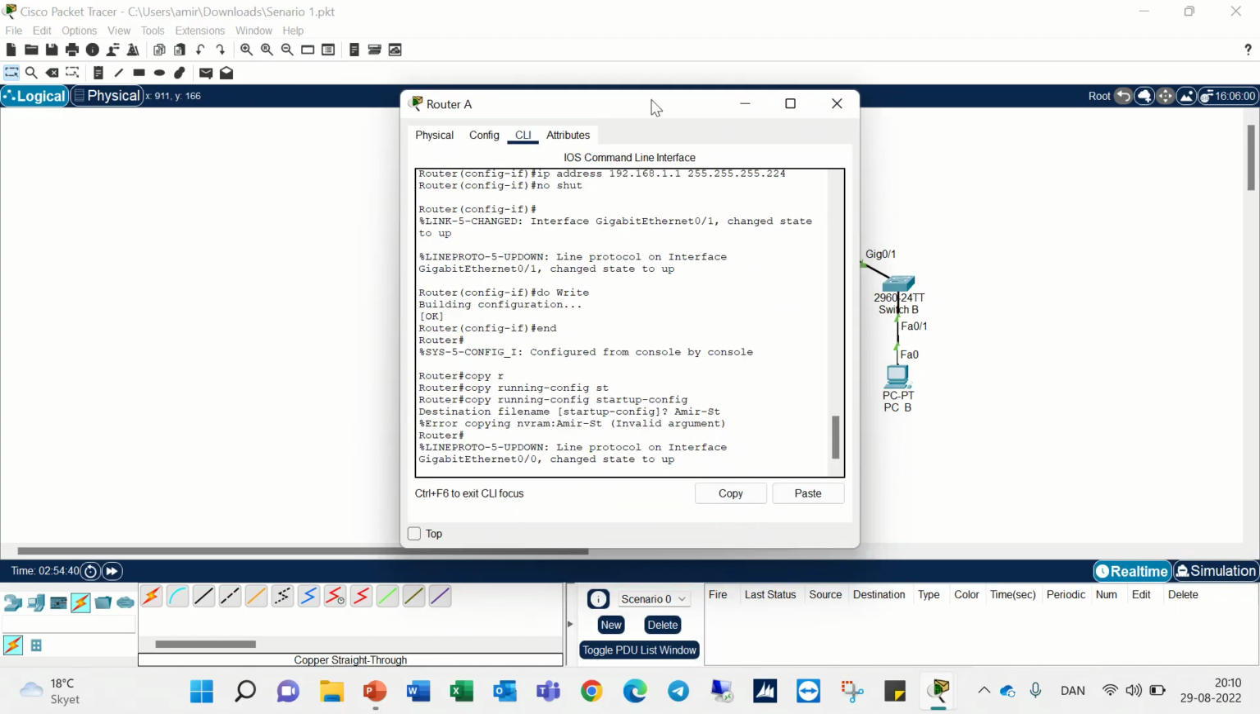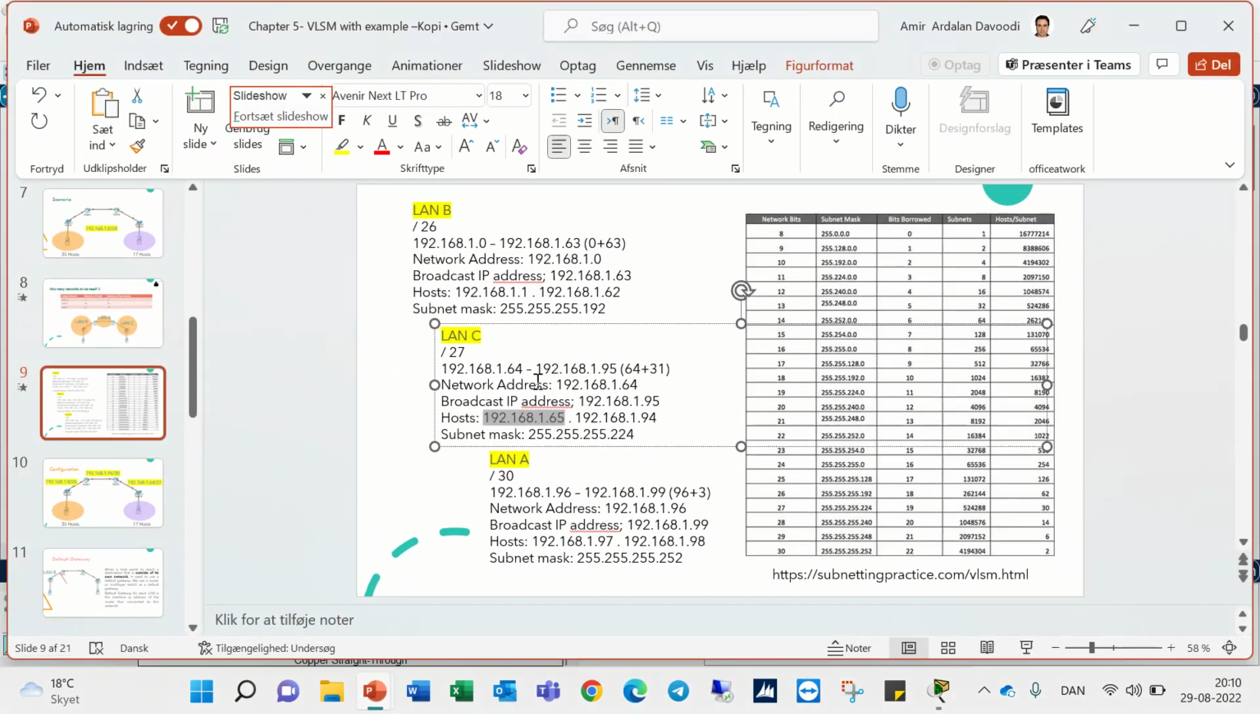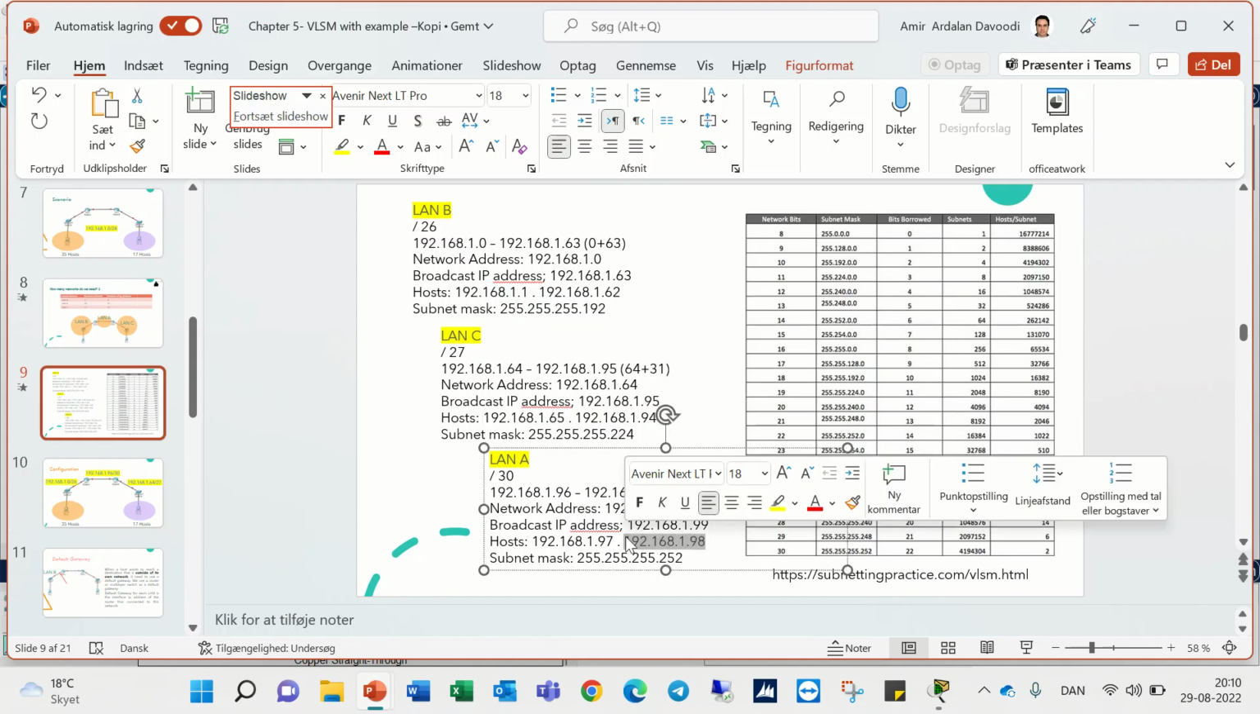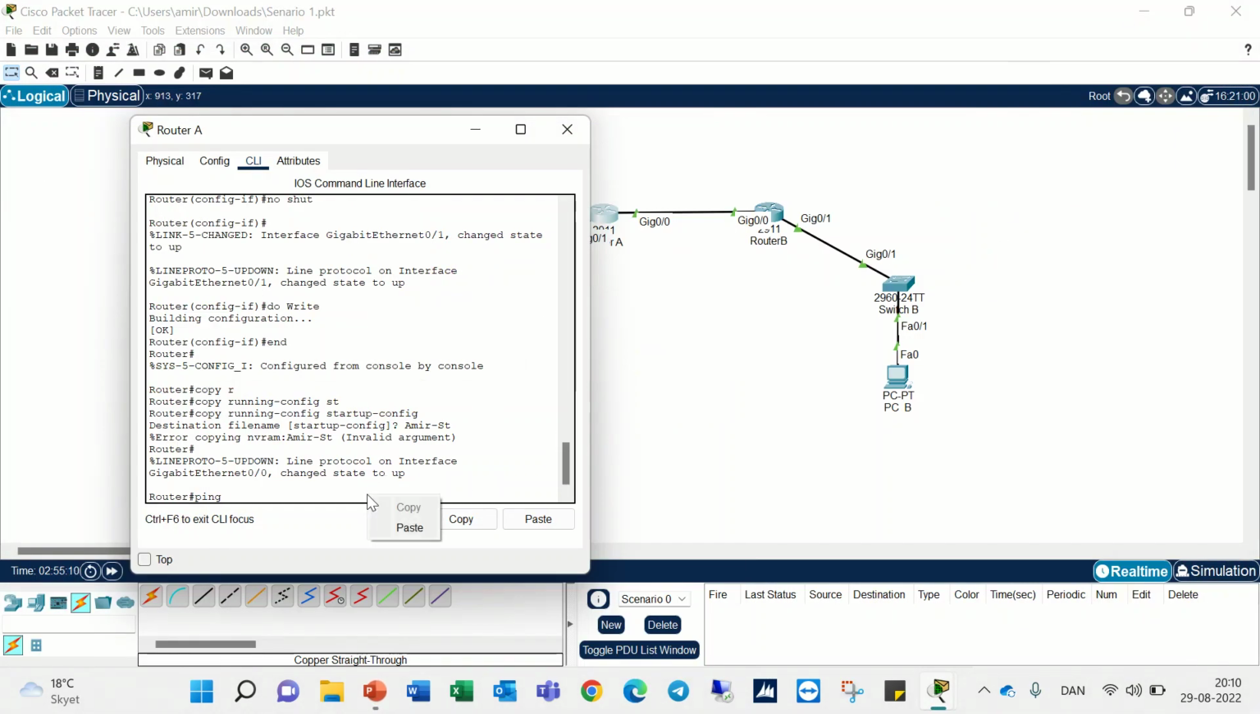For example, here we can try in the exec mode. You can write here ping the IP address of G00 here. G00 IP address of LAN A, it was there. This is the IP address of G00 under router B.